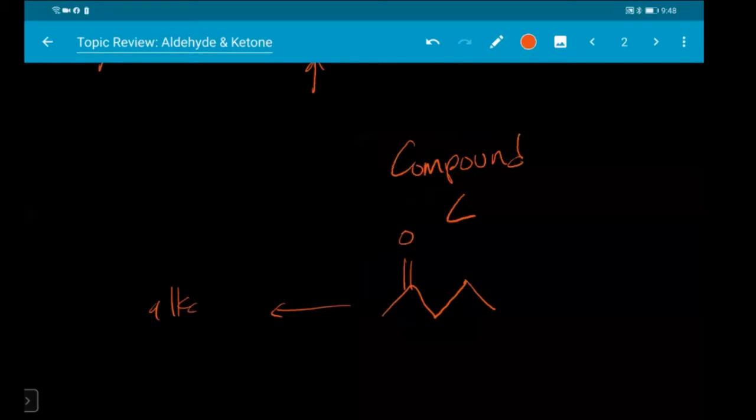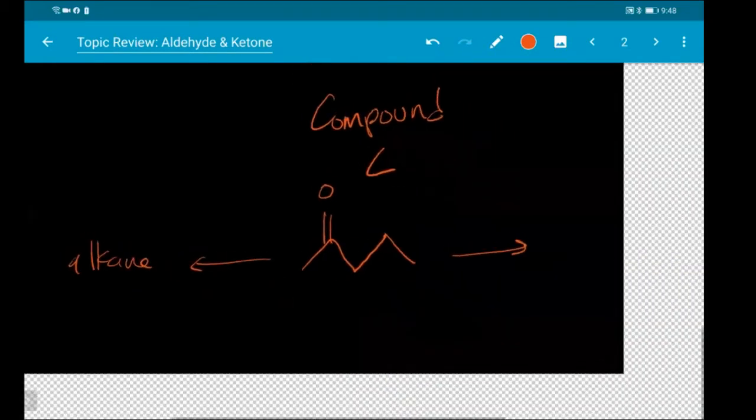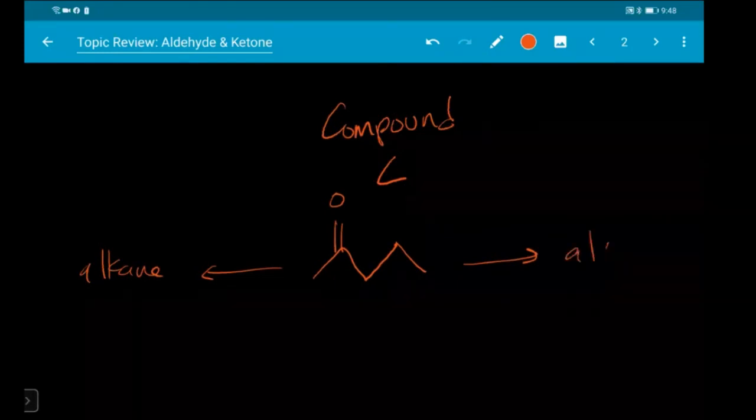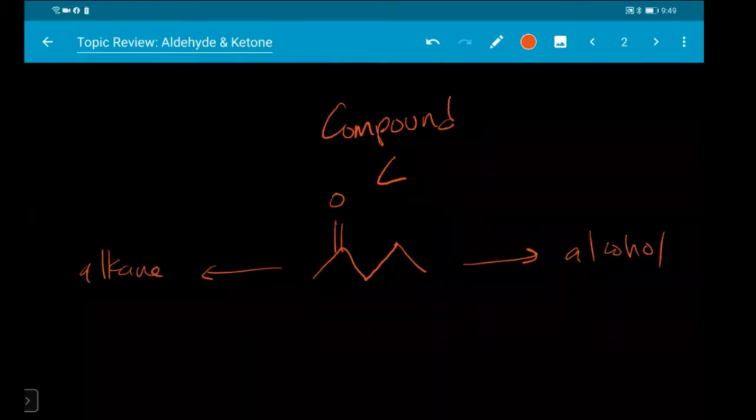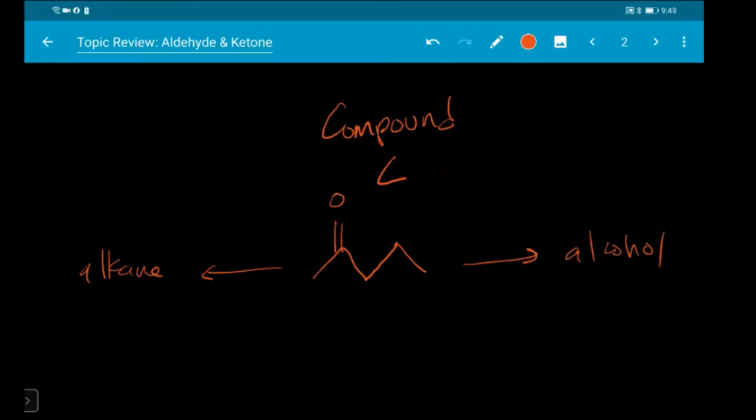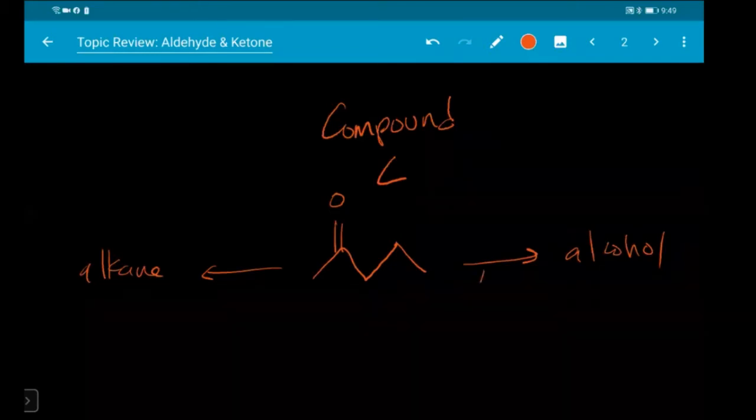alkene and also it's going to be converted into alcohol. Okay, tuan-tuan dan puan-puan, I have prepared 2 videos which discuss this process. Saya taruhkan bintang ni. Alright.